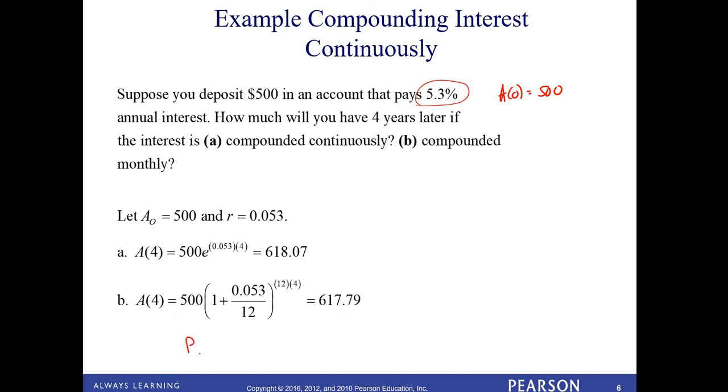Remember that this is the principal times 1 plus the rate over n, to the power n times t. So that n represents how many times during the year we compound the interest. Since it's monthly, that's 12.